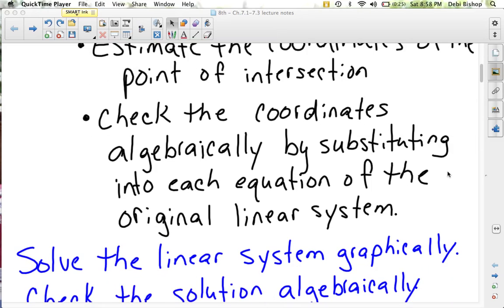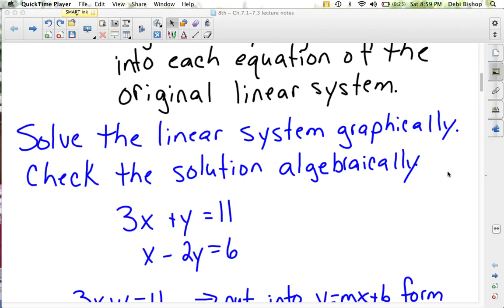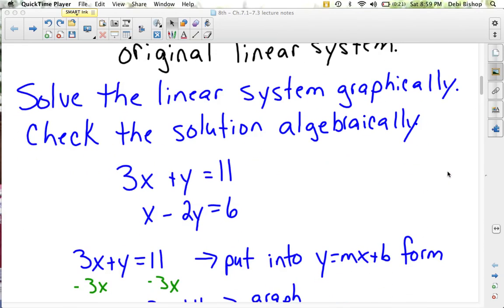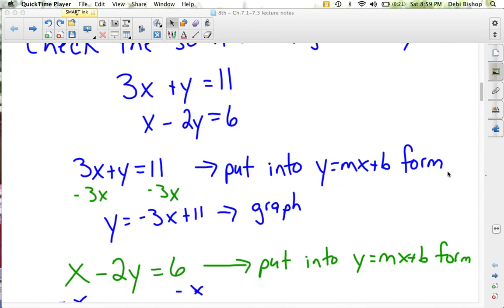So, for example, if we have to solve the linear system graphically and check the solution algebraically, and they give us 2 different formulas, 3x plus y equals 11 and x minus 2y equals 6. You first put each one of them into slope-intercept form. In this case, 3x plus y equals 11 you see is y equals negative 3x plus 11. This gives you your y-intercept of 11 and your slope of negative 3, and you would graph that.